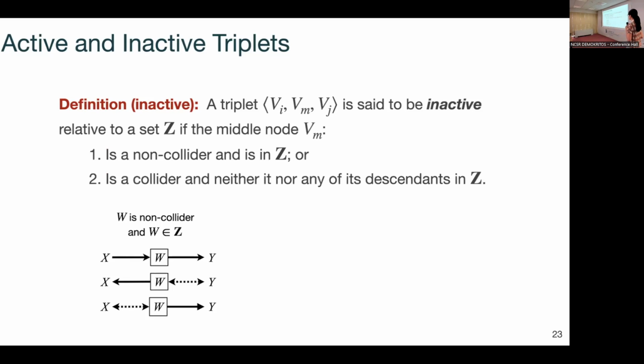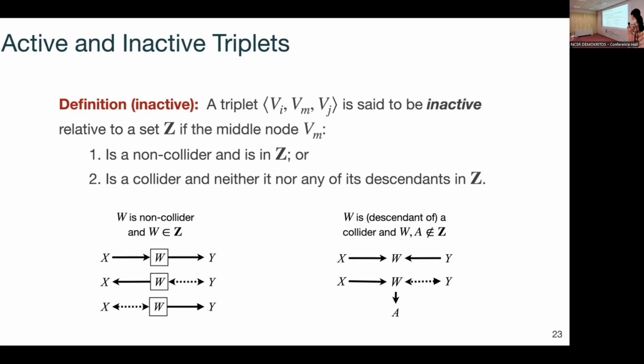The other case is where the variable in the middle is a collider, and the collider itself and none of the descendants of this collider is in Z. Because that's, again, the example that I gave to you. When you condition on a collider or on a descendant of it, which is just a proxy of this collider, you create association between these two. So you open this flow of information. Once you condition on or observe the value of W, you create association between X and Y. So if you don't condition on this, then this is blocked or inactive. That's the second condition to make this triplet inactive. Okay, so there are two cases. Either it is a non-collider and the variable is in the set Z, or it is a collider and the collider is not in the set Z, and the descendants are also not in the set Z.